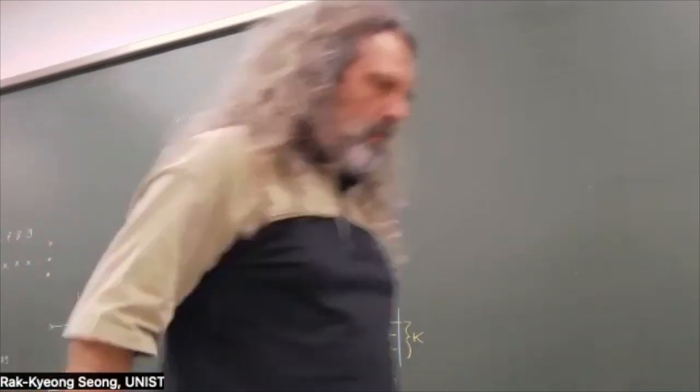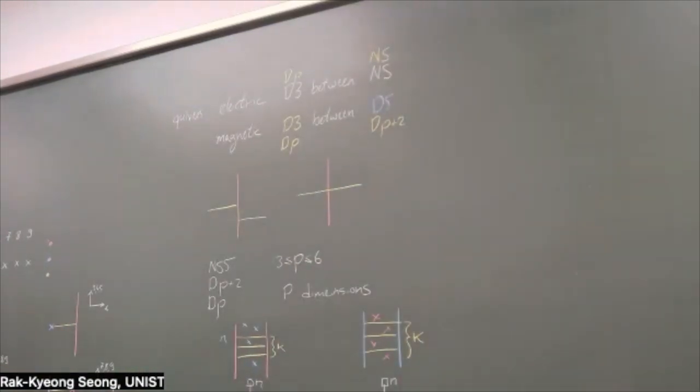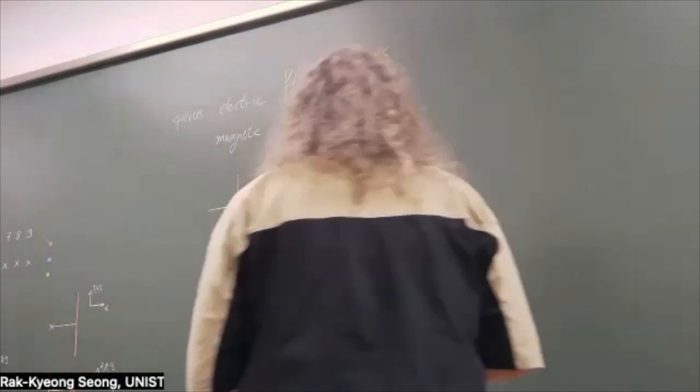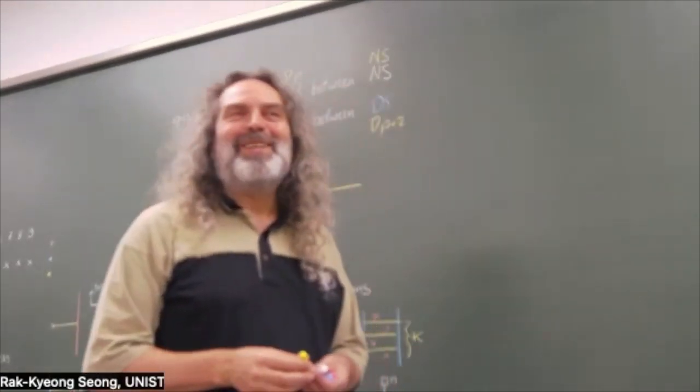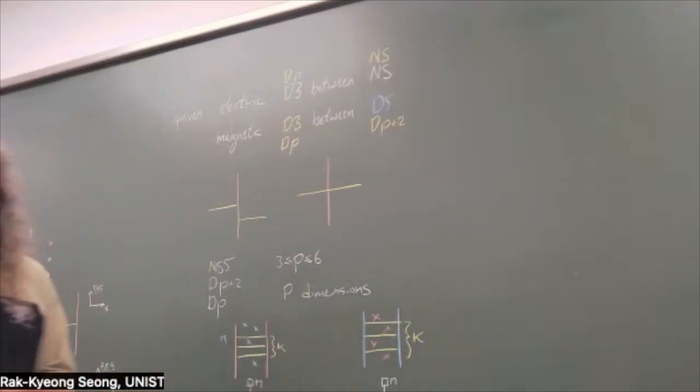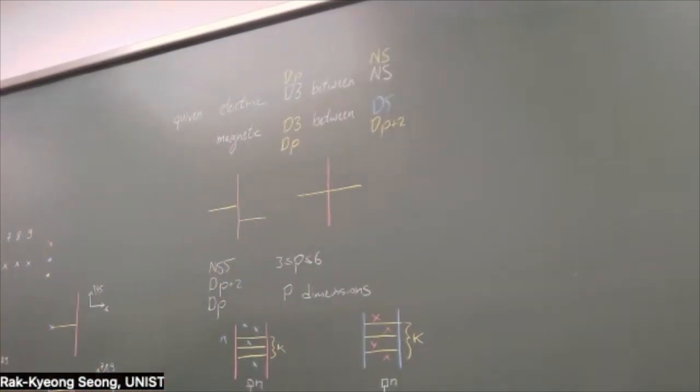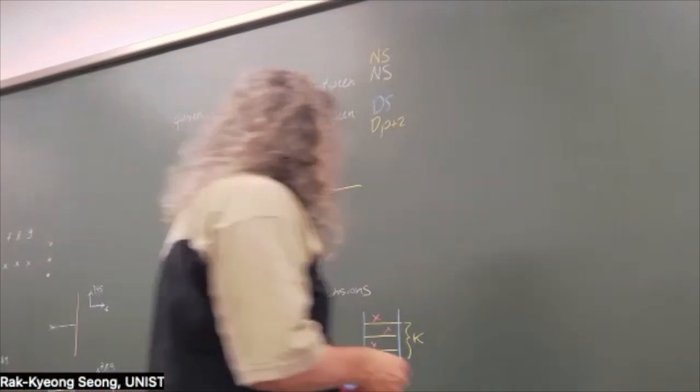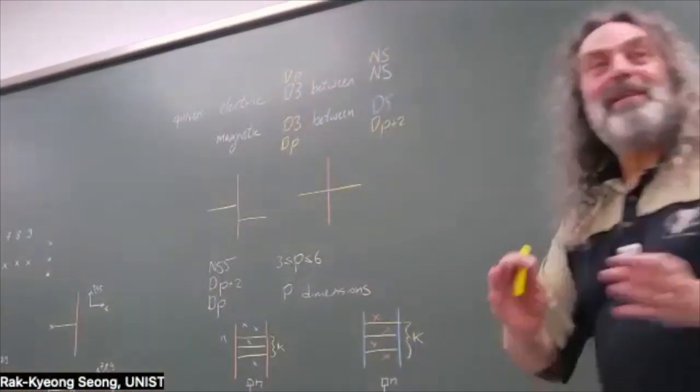There's a question in the audience. Could the two NS5 branes be ended by the D3 and intersection at infinity? What configuration is it? What do you want me to do? We can do many things.